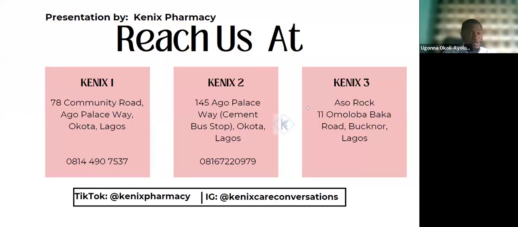Then, how to reach out to us. We have three branches now. The first branch, which I am at, is number 78 Community Road, Ago Palace Way, Okota, Lagos. They also have our Kenix, which is our new brand. Then finally, our newest premises is at Aso Road, Bucknor Street.